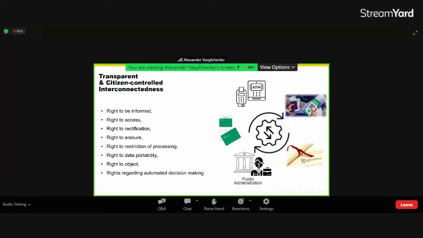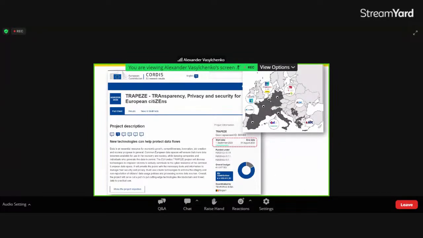And this way, the TRAPPIST project was conceived. We started in September 2020, and TRAPPIST stands for Transparency, Privacy, and Security for European Citizens. The EU contribution to the project is a little bit under 5 million, with the coordination of 10 force in Belgium. And the project has a usual duration of 36 months. This is our last year. We still have a little bit more than half a year to go.